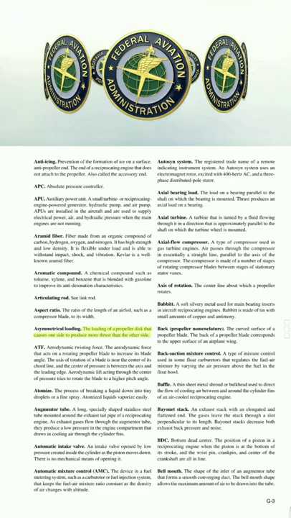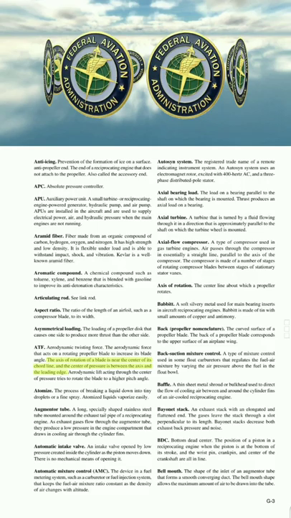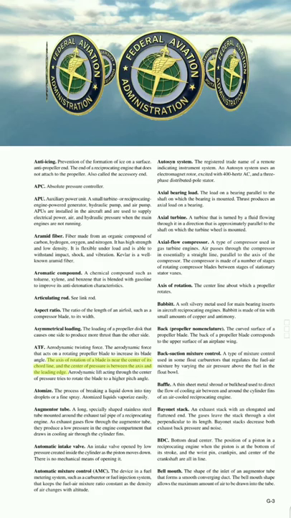ATF. Aerodynamic twisting force. The aerodynamic force that acts on the rotating propeller blade to increase its blade angle. The axis of rotation of a blade is near the center of its chord line, and the center of pressure is between the axis and the leading edge. Aerodynamic lift acting through the center of pressure tries to rotate the blade to a higher pitch angle.